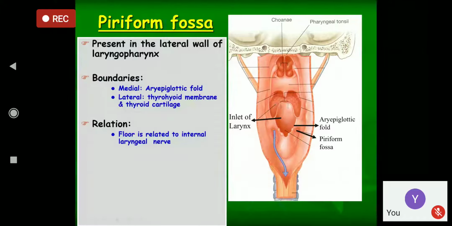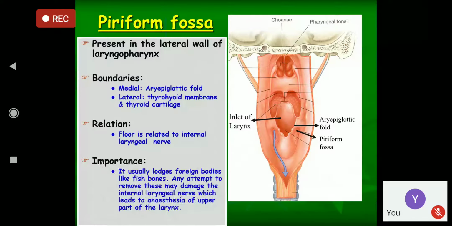Why do you need to study the pyriform fossa? Foreign bodies like fish bone are mainly lodged in the pyriform fossa. When a fish bone gets stuck over here, and if you make a forceful attempt to remove it, you may damage the internal laryngeal nerve. In the evening, fish bones can get stuck in this pyriform fossa. So when you make a forceful attempt to remove the fish bone, sometimes you may damage the internal laryngeal nerve.